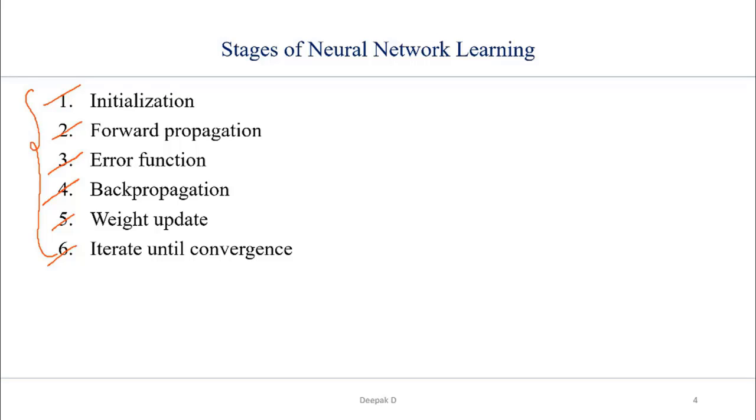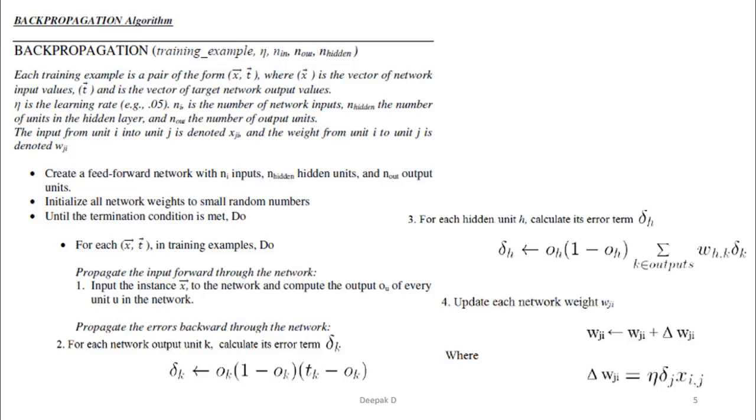Next, we shall see the algorithm of backpropagation. So now let's discuss the backpropagation algorithm. Here the backpropagation algorithm is fed with the parameters. The parameters are the training examples, learning rate, total number of input nodes, total number of output nodes, and total number of hidden nodes. Nodes are nothing but the neurons.